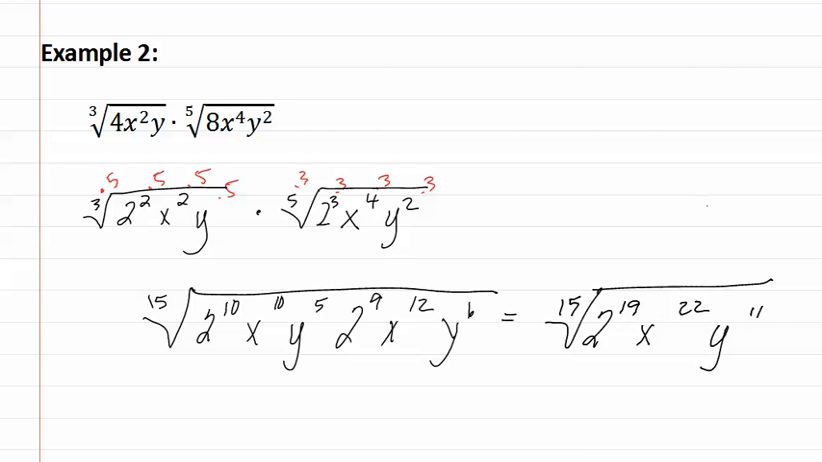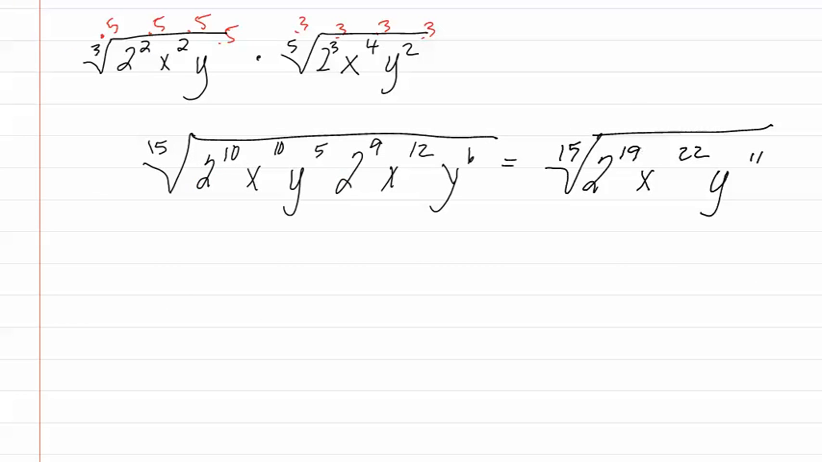As you can see, this can be simplified further as 19 is larger than 15. So to simplify, remember we do the exponent divided by the index, and that's how many come out, and then the remainder is how many stay in. This means we will still have the 15th root. 19 divided by 15 goes once, and there are going to be 4 remaining. For the x, 22 into 15 is once, and there are going to be 7 remaining. 11 into 15 does not go one whole time, so all 11 stay in.